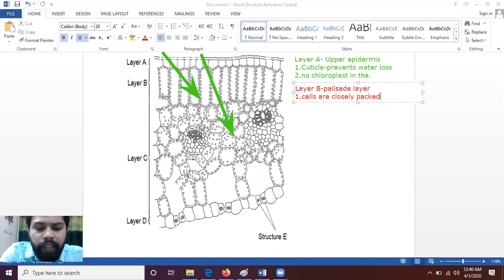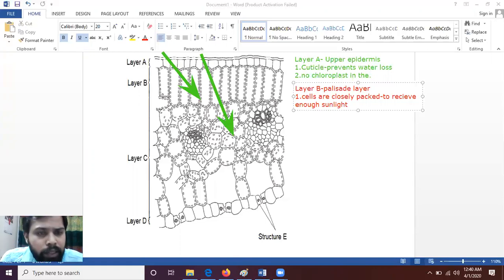You will be asking, what's the use of being closely packed? See what happens. These are your cells, and you can see they are very close by. So whenever the sunlight, you can see this is the sunlight entering, since they are closely packed, the sunlight cannot escape the cells. So it's easy to receive more and more sunlight. As a result, the cells are closely packed to receive enough sunlight.